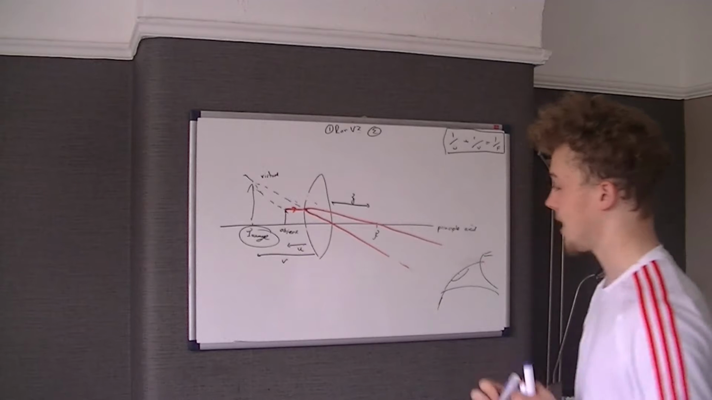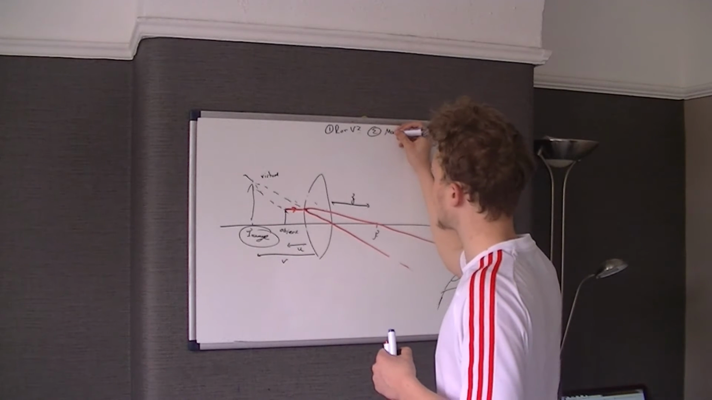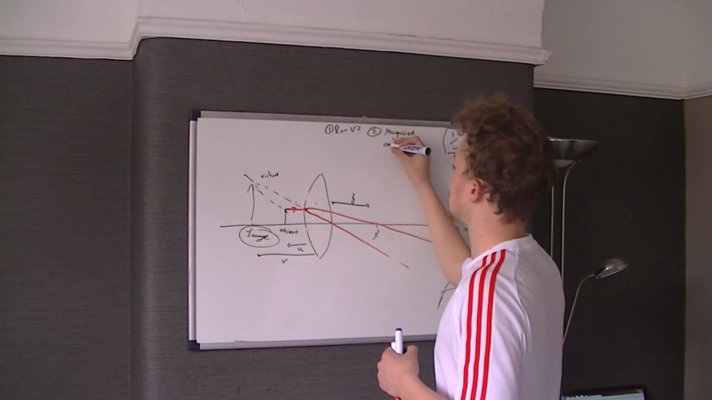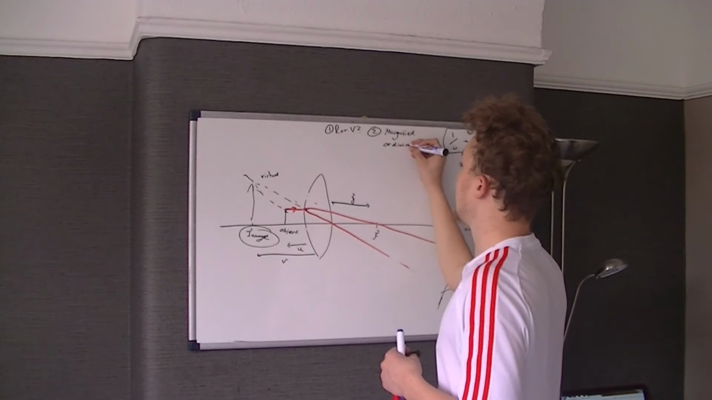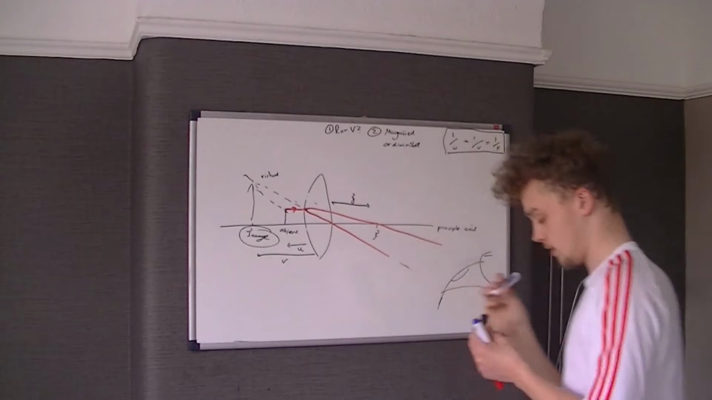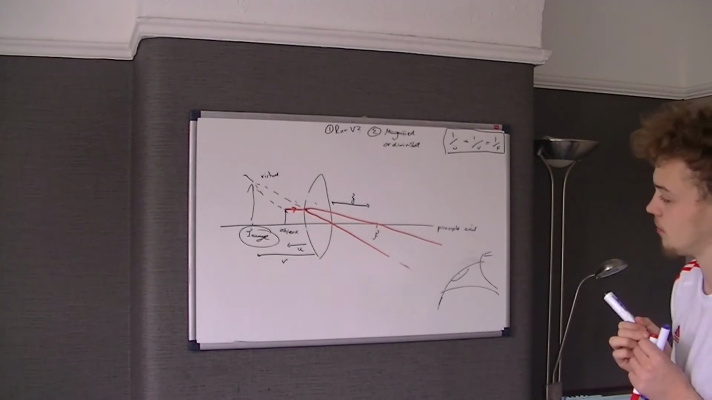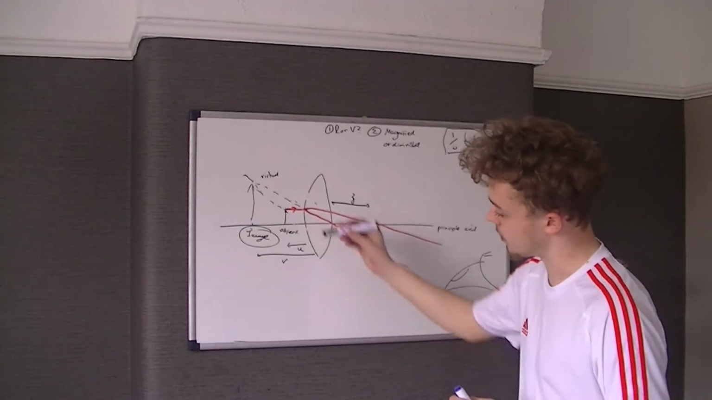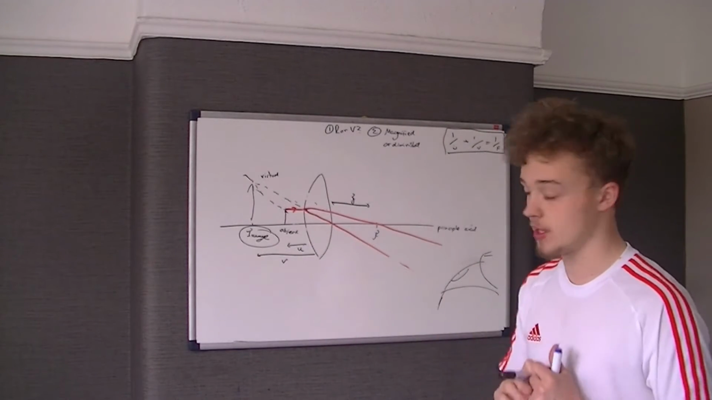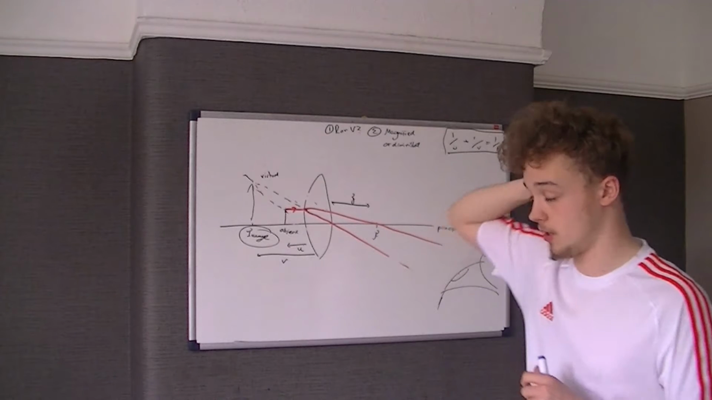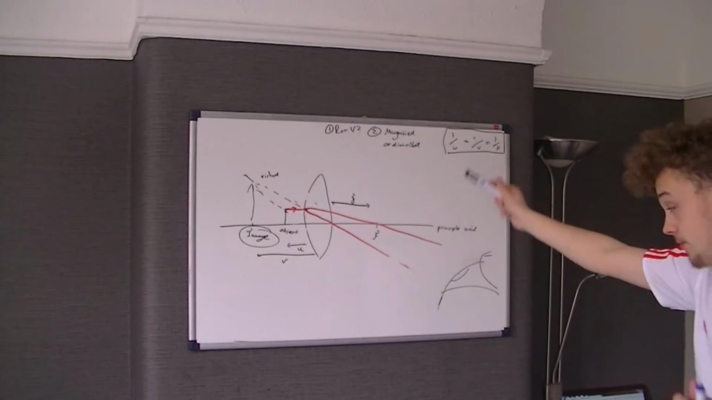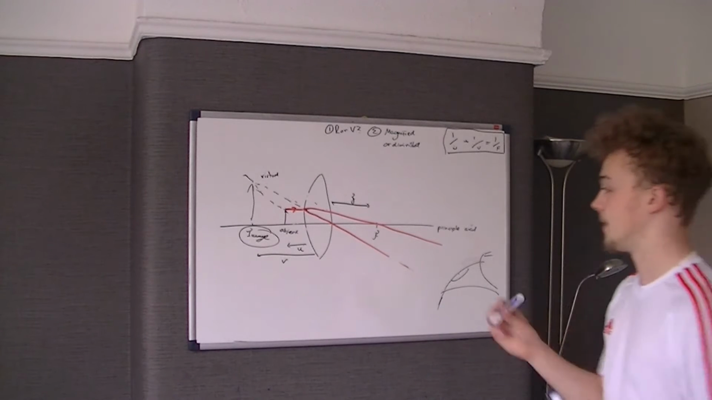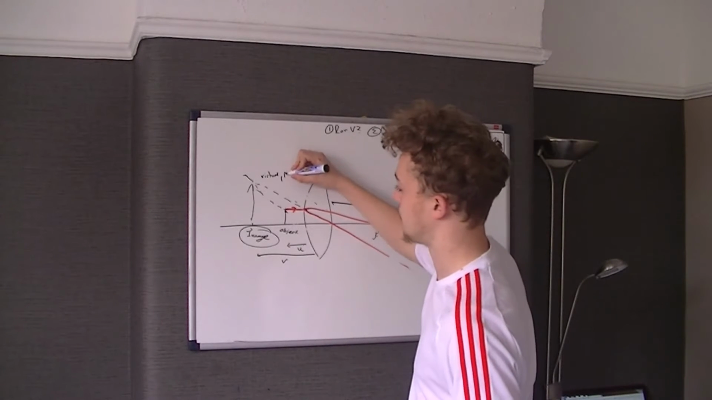And then the next one is magnified or diminished. We can tell this, and I'll go into the actual calculation of it later on, but for the moment you can just look at the height of the object arrow, up to the red line, and the height of the image arrow, up to the dotted line, or it would be the red line if the image is on the right hand side of the lens. So quite clearly this one is magnified.